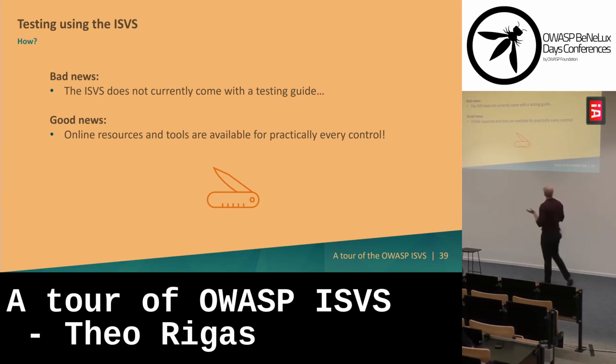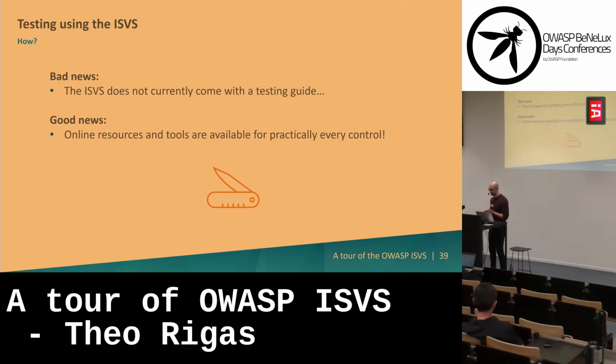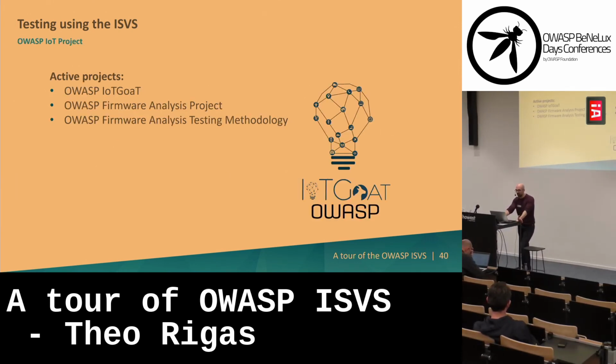But the good news is that all the resources are there and the tools that you need, practically for every control that's covered in the ISVS. So first of all, there are some IoT OWASP projects that can be very helpful when you're testing IoT security and if you're using the ISVS. I already mentioned them at the beginning because Aaron, who is the project lead for this project, is also the project lead for those projects. So you have the IoT Goat, which is a vulnerable IoT application. You have the firmware analysis project, the firmware analysis testing methodology, just some examples.